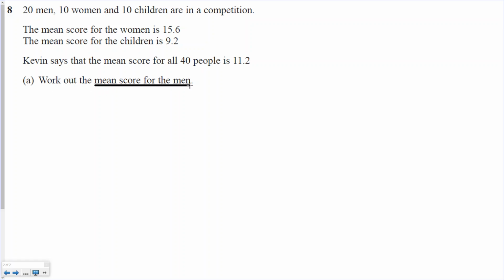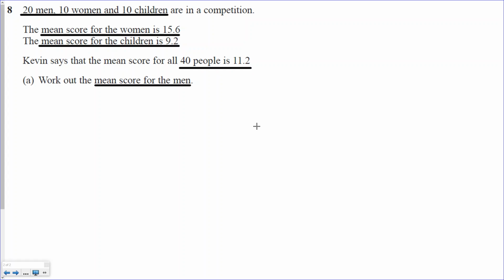So this is our action. This is what we need to do. Let me start underlining the keywords in the question. So we have 20 men, 10 women and 10 children. That's going to be pretty important. The mean score for the women is 15.6. That's important. The mean score for the children is 9.2. So we must be using this somewhere. And then it says the mean score for all 40 people is 11.2. That is important.